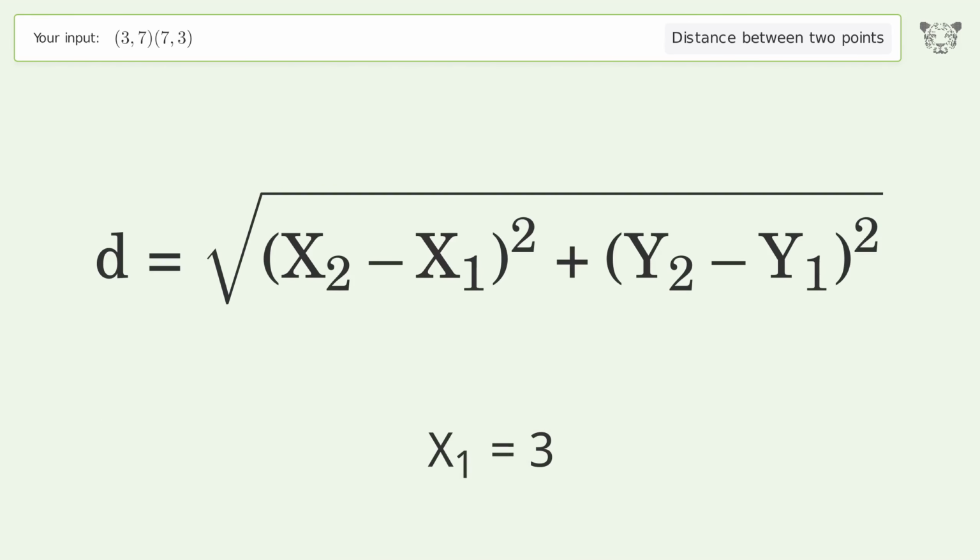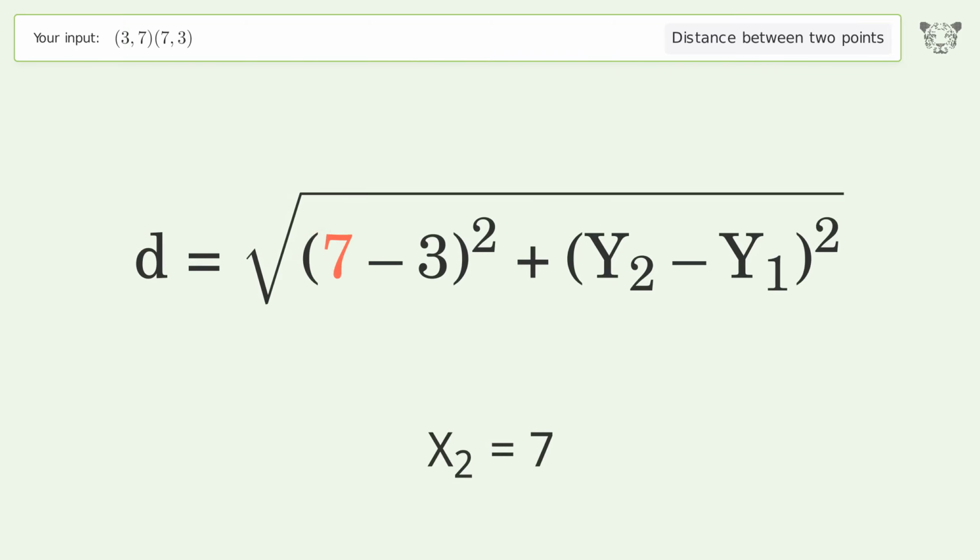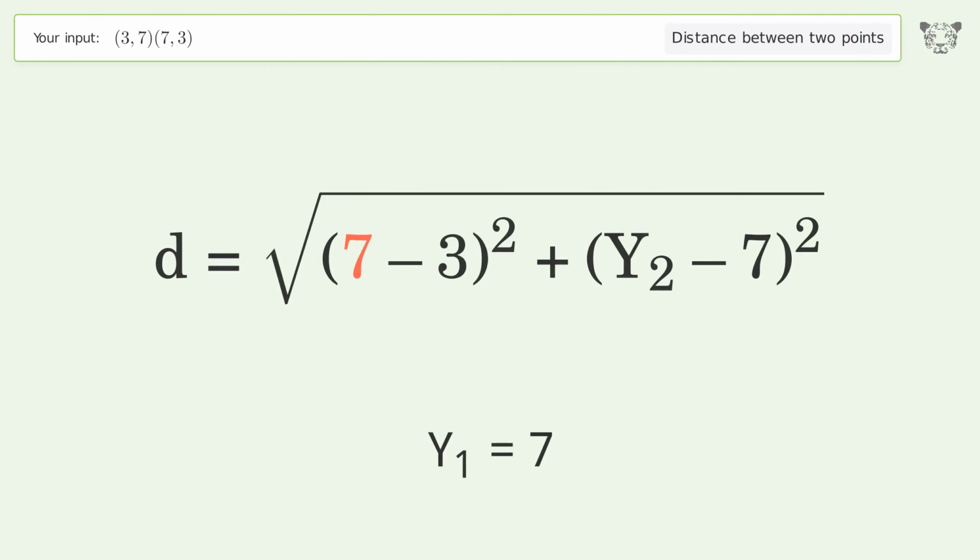x1 equals 3. x2 equals 7. y1 equals 7. y2 equals 3.